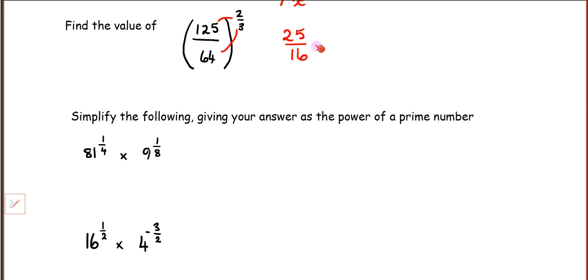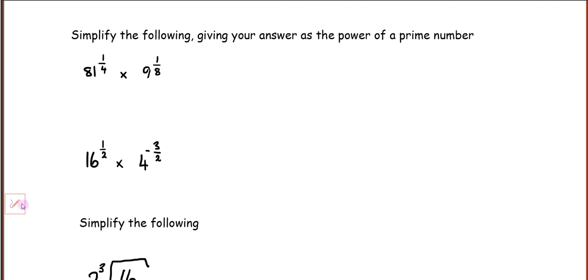Again, I would look at that and ask, can I simplify? No, I can't. I've got no calculator, so I'm not expected to leave it in any other form. That's fine. Okay. Simplify the following, giving your answers as a power of a prime number again.